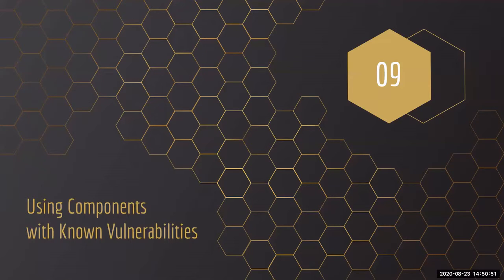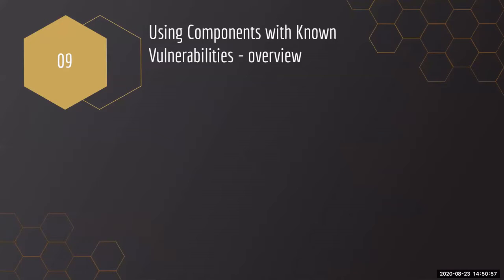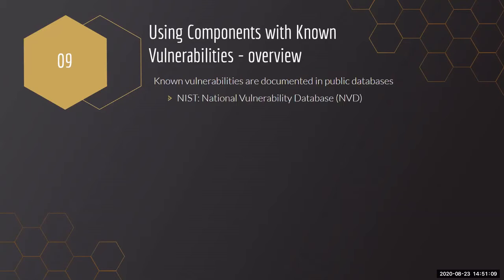Jumping on to number 9. Number 9 is using components with known vulnerabilities. To give you an overview, known vulnerabilities are documented in public databases. You may not already know this, but there's a couple in particular that are referenced by cybersecurity professionals as well as hackers that are looking to do something bad with your web app.